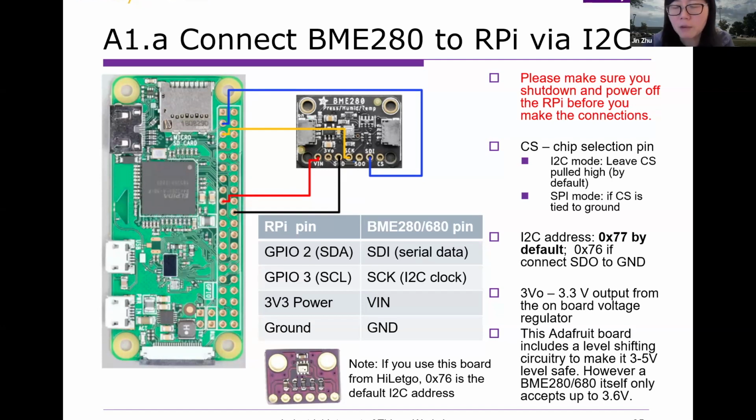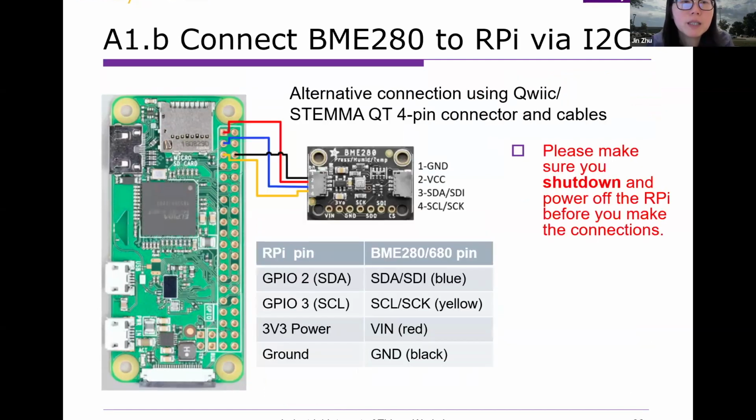Okay, so you've got to be careful. You don't want to supply 5 volts to it. You may damage the board, okay? So once you connect it, if you would like to use this STEMMA QT 4-pin, you could also get this connection. There are some other boards where both sides have that STEMMA QT 4-pin connector that could also make some connection.